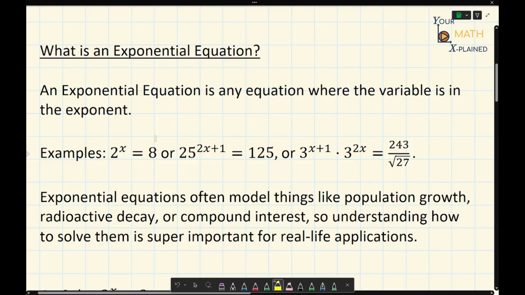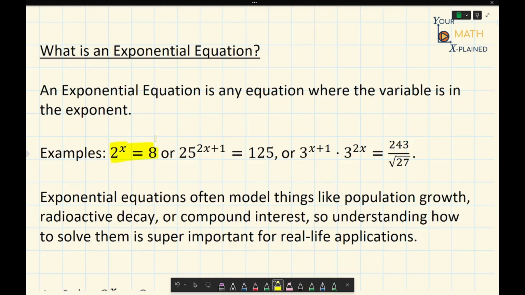So for example, here we have 2 to the power of x is equal to 8. So notice how our exponent here is x. Or the second example where we have 25 to the power of 2x plus 1 is equal to 125. So again, notice that our exponent has our variable x. So all of these are examples of exponential equations.